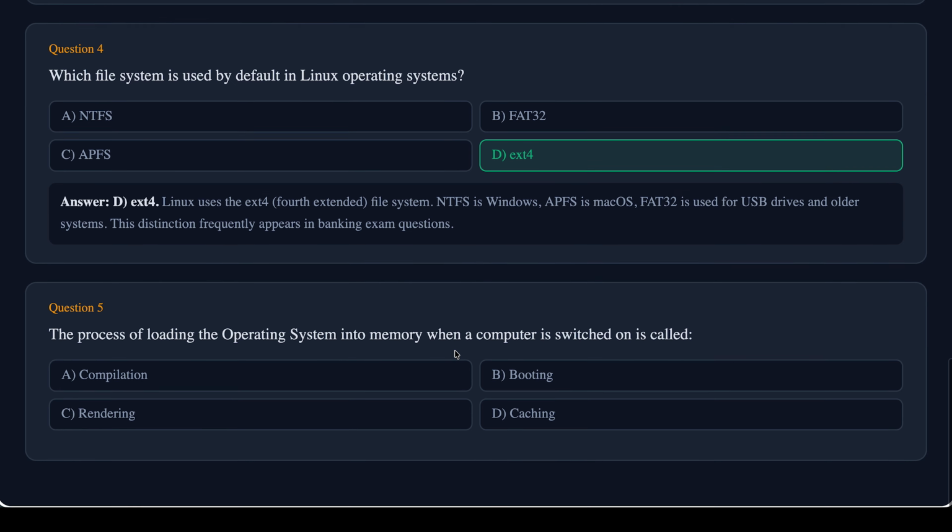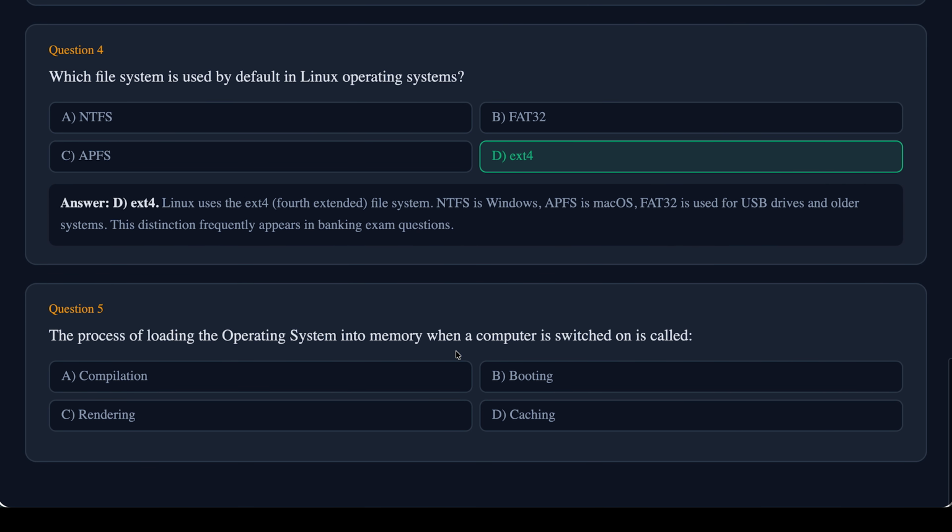Next question is, the process of loading an operating system into memory when a computer is switched on is called option A, compilation. As we know, compilation is the process to convert high level code into executable binary in a computer system. That's why it is not the correct option. Option B is booting. Yes, the process of loading an operating system into memory when computer is switched on is called booting. Option C is rendering, which is related to the graphical process that creates something on a screen for the display purposes. So this is not an option.